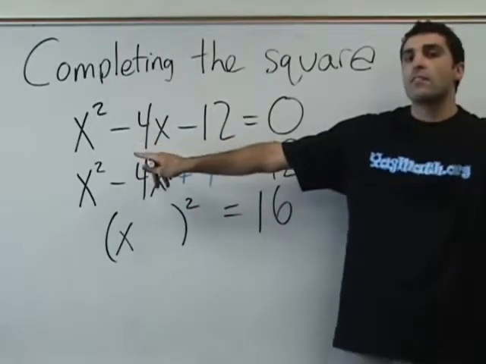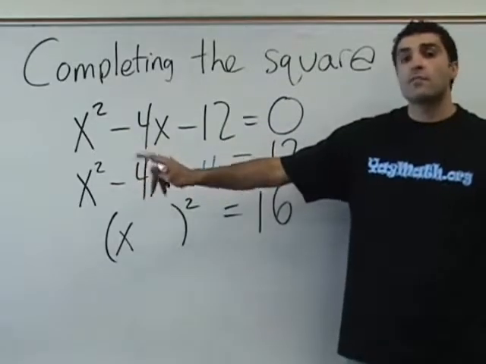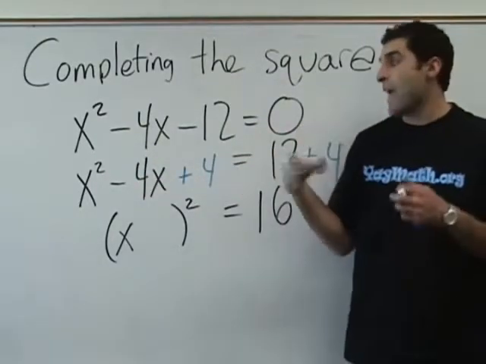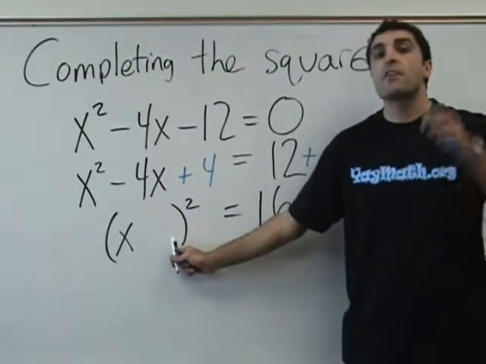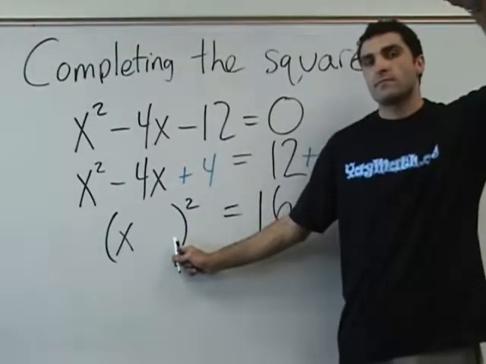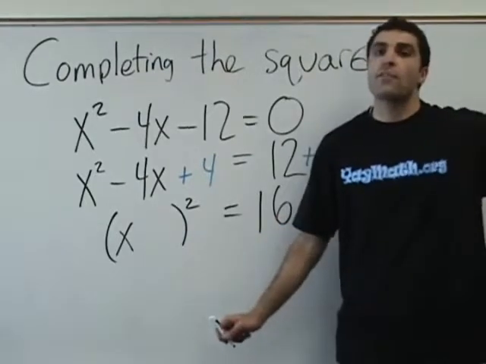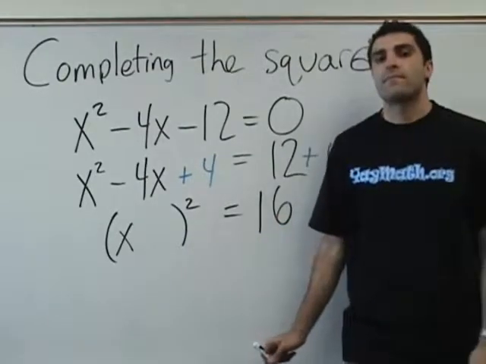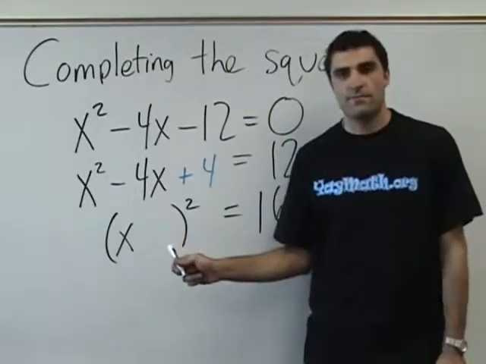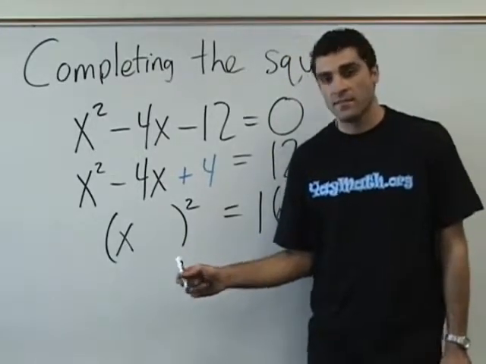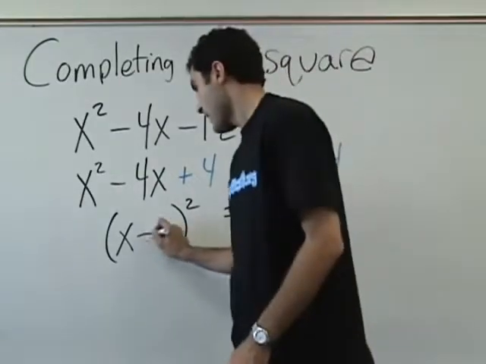Hold on, negative 2 and then square. No, we don't do everything that we did here. This one is just b over 2. So what's b again? Negative 4. So negative 4 over 2. What's that? Negative 2. So here goes negative 2.